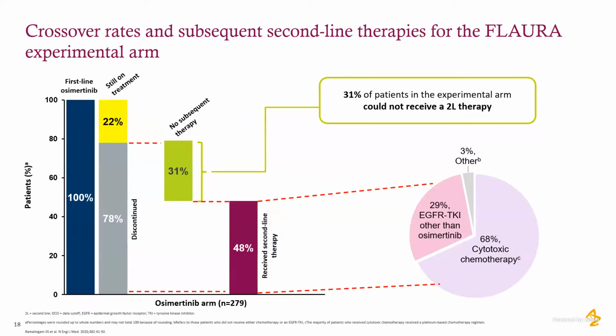Next, Mr. Shah. So crossover rates and subsequent second-line therapies for the FLAURA experimental arm. First-line osimertinib, still on treatment were 22% and 78% discontinued. No subsequent therapy was given, 31% did not receive and could not receive a second-line treatment. But another 48% received second-line therapy. Sorry. Next slide, please.